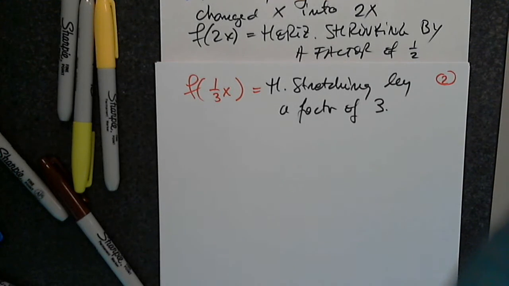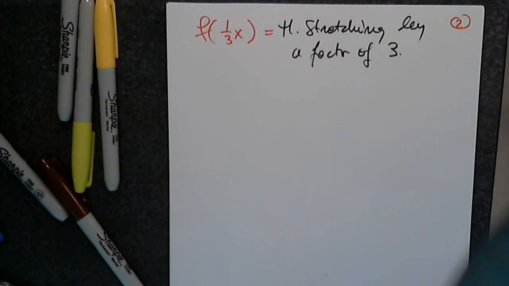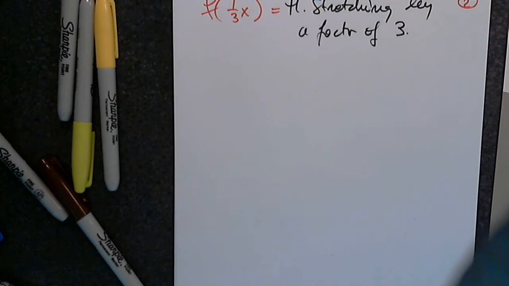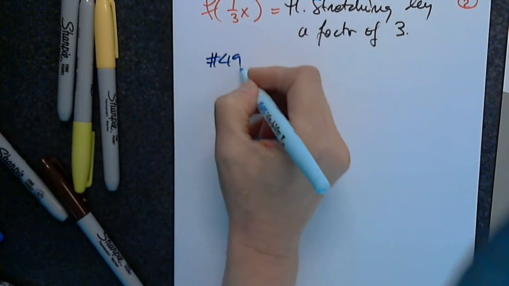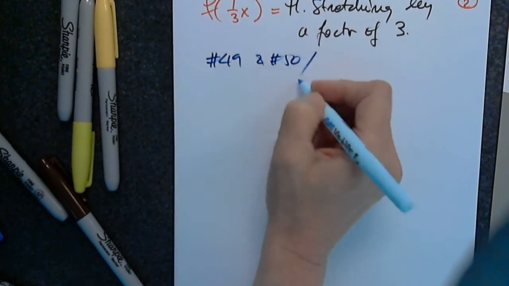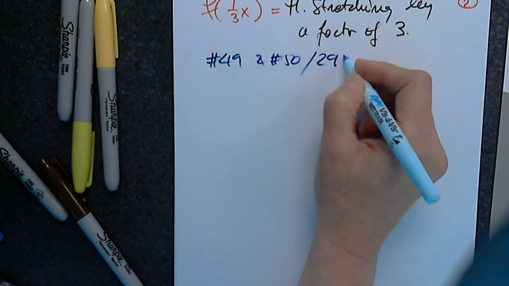And this is it. Now I would like to apply this in one problem, and then we can move on. Let's say on page 295, I would like to look at both 49 and 50. So problem 49 and problem 50, again on 295.